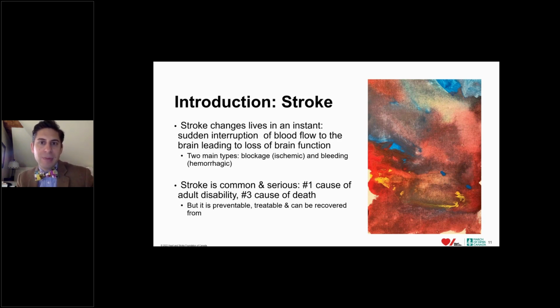Stroke is a common and serious disease. It's the number one cause of adult disability in Canada, and depending exactly on the numbers, it's the number three or four most common cause of death. But the good news is that stroke is preventable, treatable, and can be recovered from. And we have made huge progress on those fronts over the course of the last 20 years.